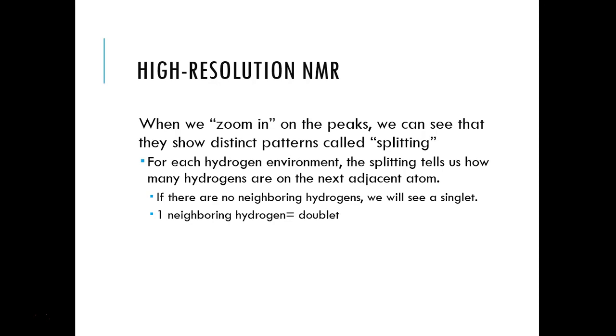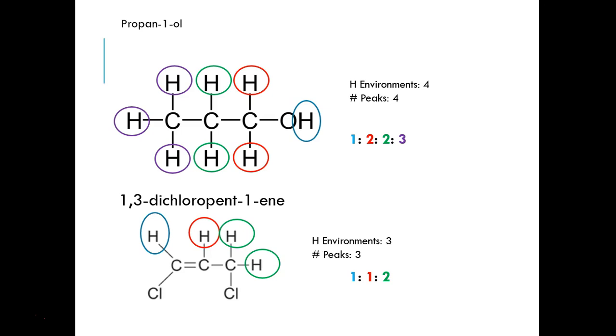If there's 1 neighboring hydrogen, we'll see a doublet, so 2 little peaks. 2 neighboring hydrogens, we'll see a triplet. 3 neighboring hydrogens, we'll see a quartet. And you don't really need to know beyond quartet. Okay, so let's look at these hydrogen environments.